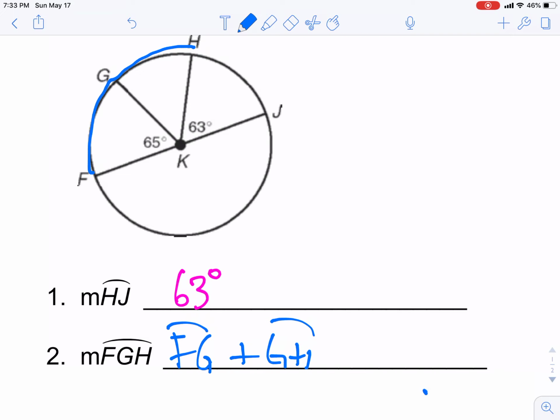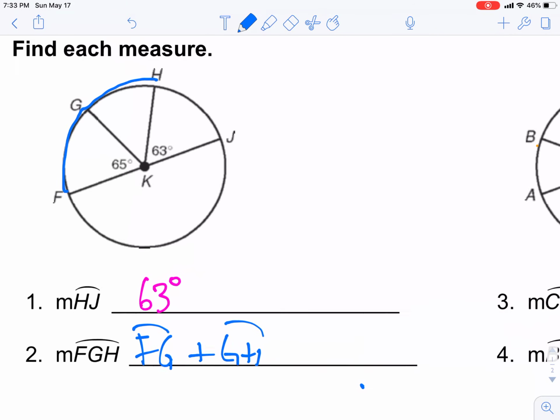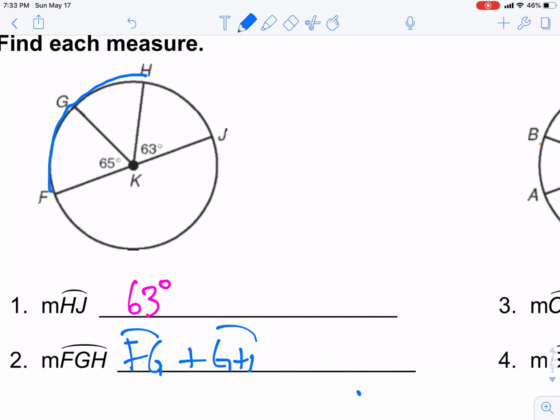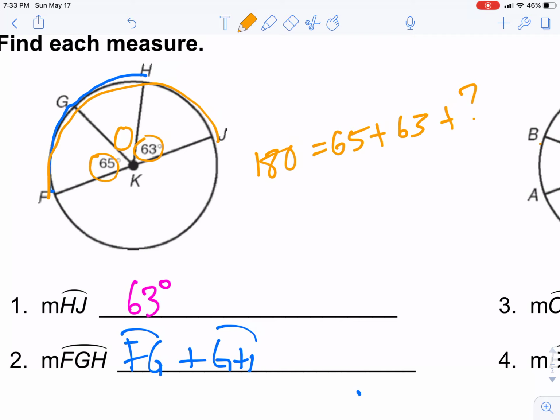Or, okay, I'll show you 2 ways to do it, okay? But both ways involve 180, so we know that F all the way to J is 180. Okay, so these 3 bits, 1, 2, 3, have to add up to 180. So we can do 65 plus 63 plus question mark, okay? And question mark is going to be this guy right here, right? And then when we do 65 and 63, we're going to subtract that from 180, and we're going to get a grand total of 52. So question mark equals 52.